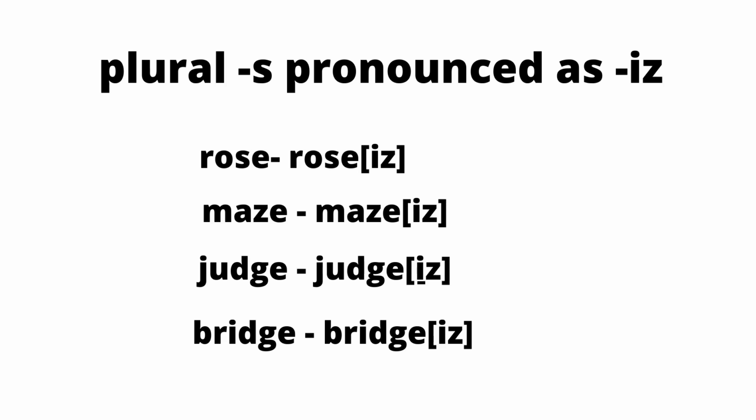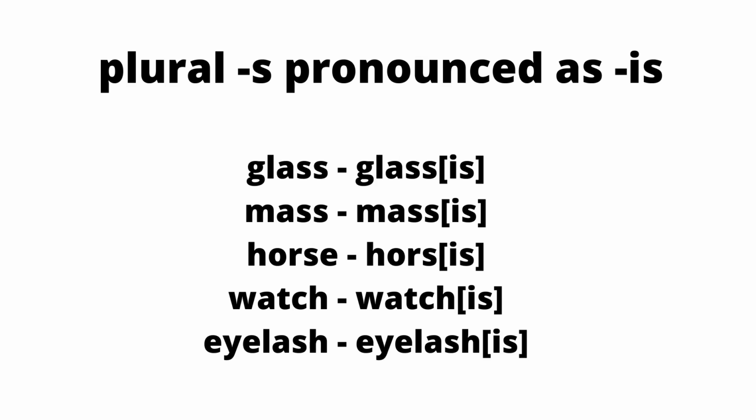Also, after the following words, the plural S is actually pronounced as iz. Rose, roses, maze, mazes, judge, judges, bridge, bridges. Lastly, after the following words, the plural S is pronounced as iz. Glass, glasses, mass, masses, horse, horses, watch, watches, eyelash, eyelashes.